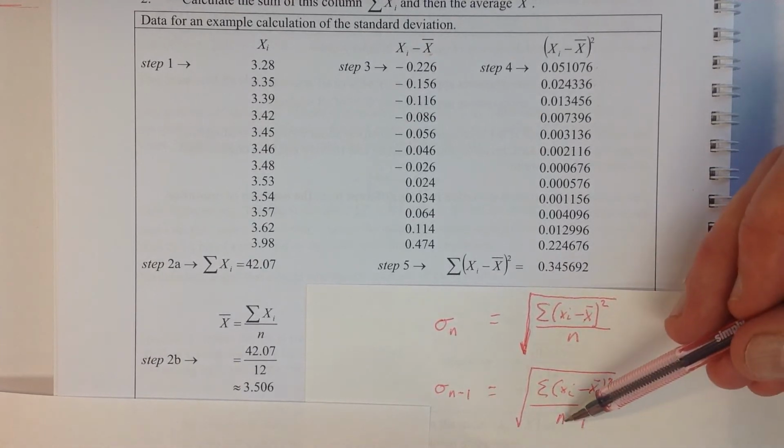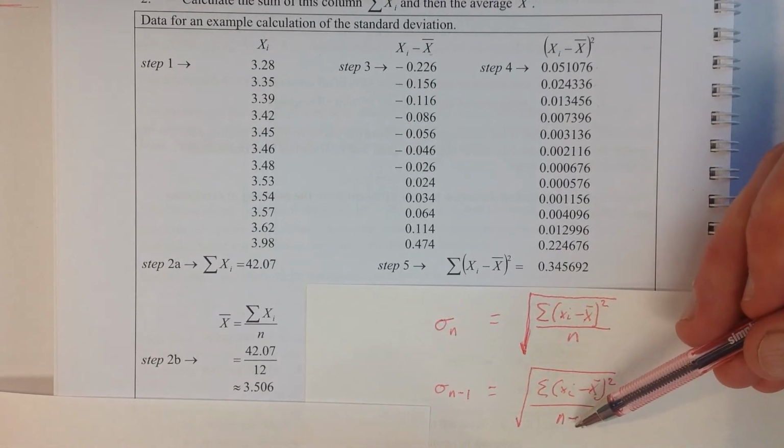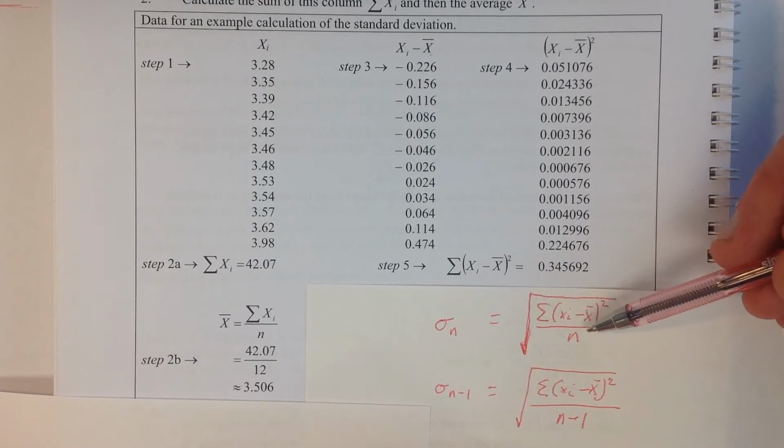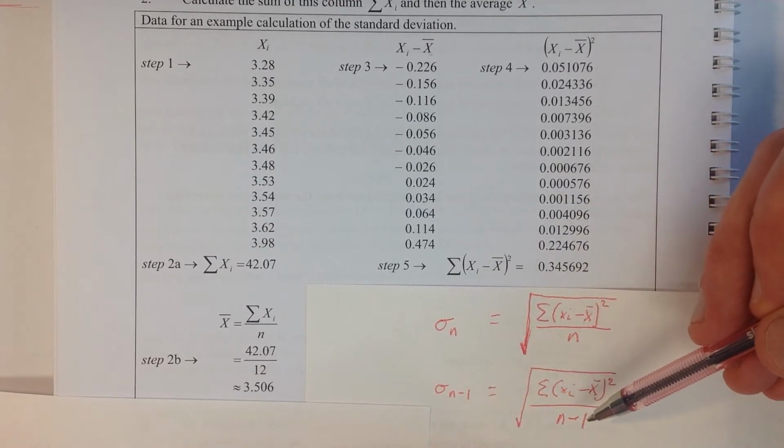The difference between that one and that one is not very big. If n is a large number, like 100, the n there would be 100, the n there would be 99, it's only going to cause a 1% change under the square root sign. There would be a 0.5% difference in the final result. It's almost not worth doing.